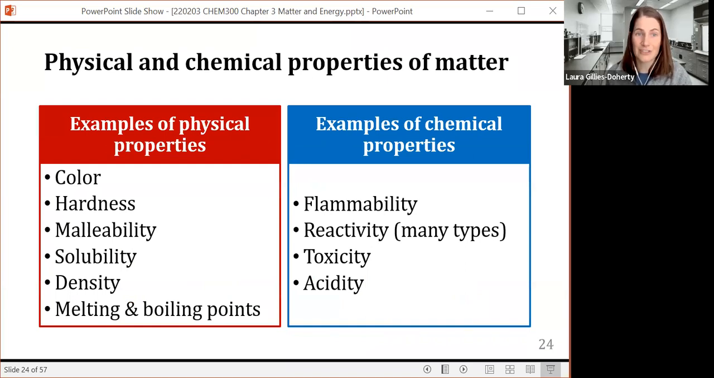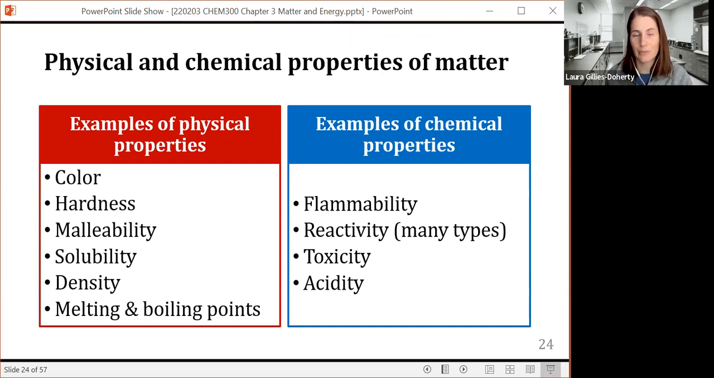So some examples of physical properties, things like the color of a substance, right? You can observe the color without changing the substance. How hard it is, the hardness, the malleability, that means if it's bendable, like if you can take a piece of metal, like soft metal, like sodium, and kind of bend it or flex it. Its solubility, how well it dissolves in water. You can dissolve something in water without changing its identity, so that's a physical property. The density, the ratio of its mass to volume. You can check the density of something without having to change its composition.